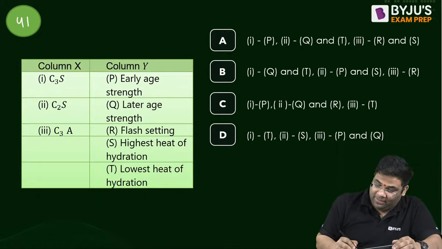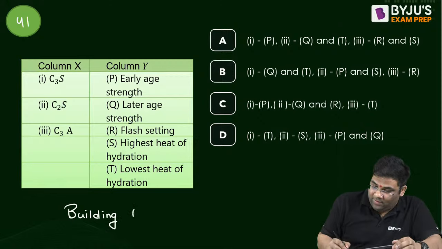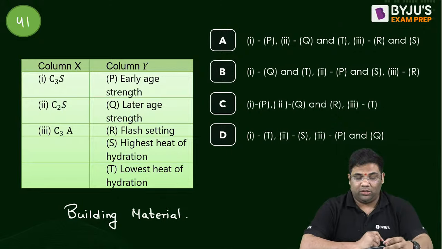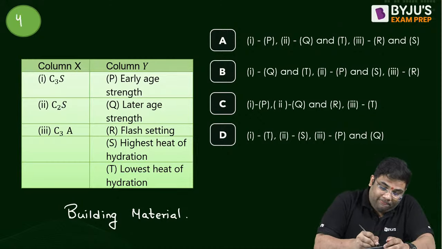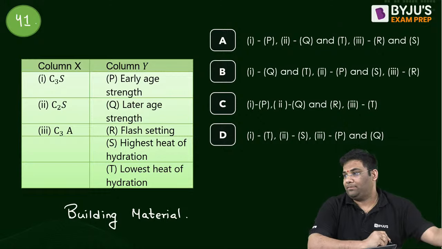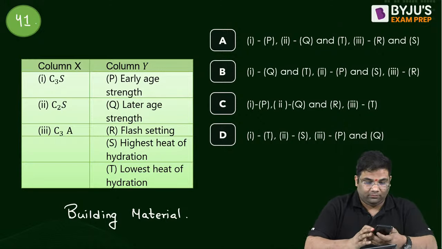Question number 41. Okay, something about building material. Please answer this question. Fast, we become slow again. Come on. 41, very good. It's a good question. Answer this.